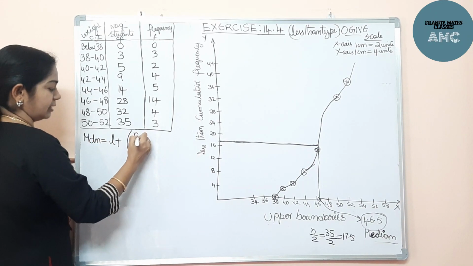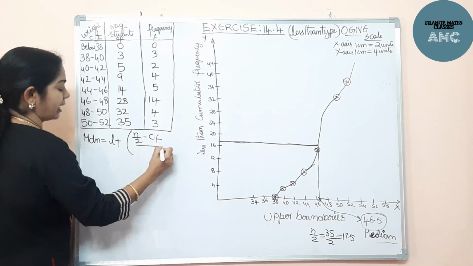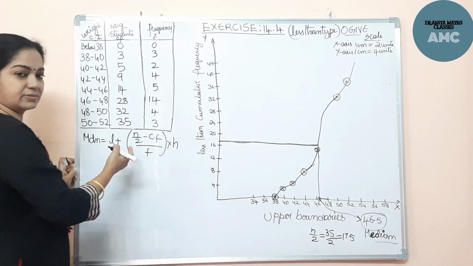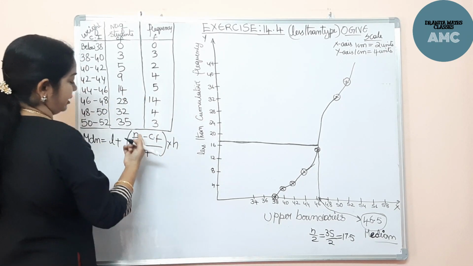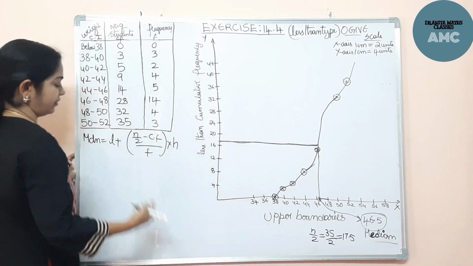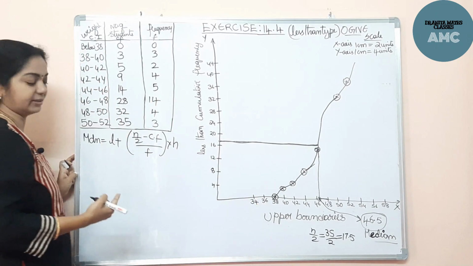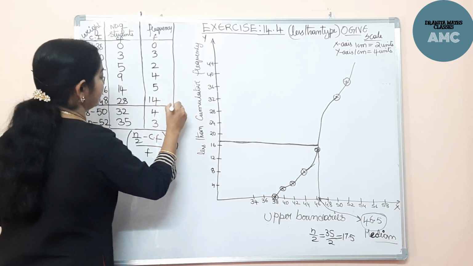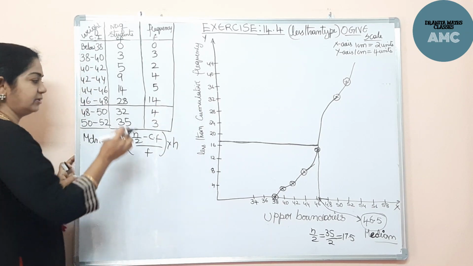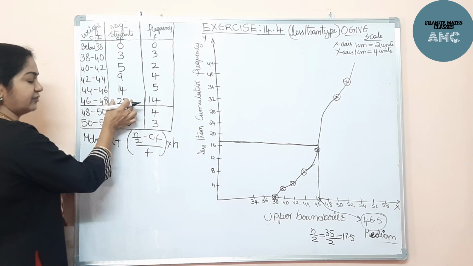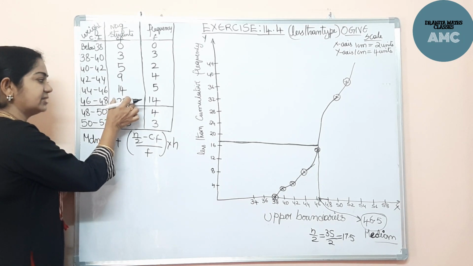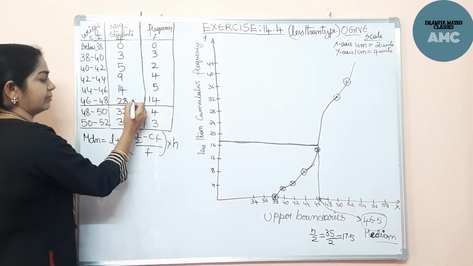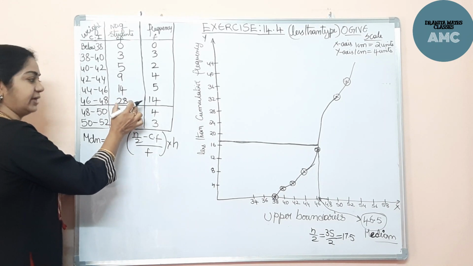Now see the median formula: L plus (n by 2 minus Cf) by f into h. We did this in the previous session. Here we know n by 2 is 17.5. First we have to locate the median class. 17.5 will lie here. For the first time, n by 2 should not exceed this value of Cf, and that will become our Cf value.